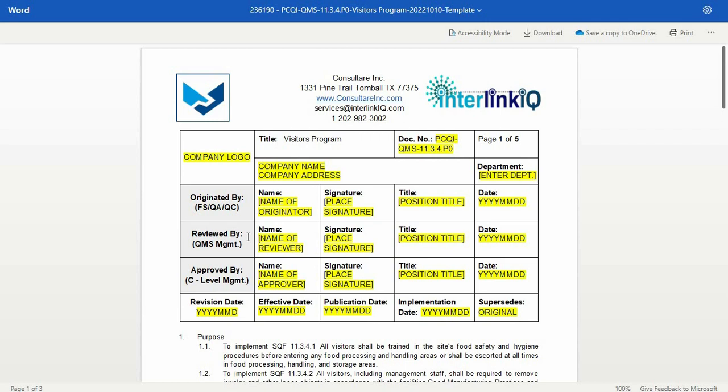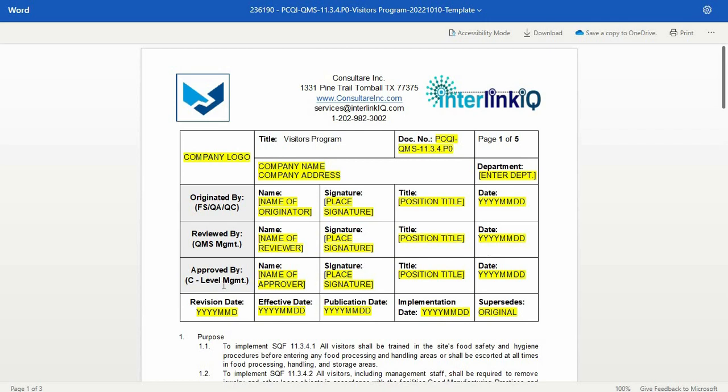For the reviewed by section, it can be the personnel assigned in the Quality Management Department who reviews the drafted document or its revision for accuracy and implementation. Enter the name of the reviewer, affix the signature, input the position title, and the date reviewed.